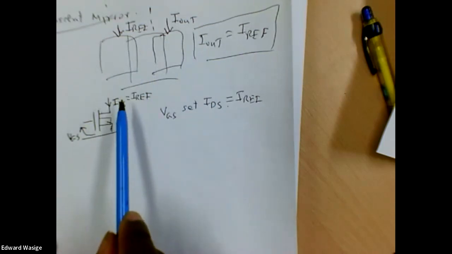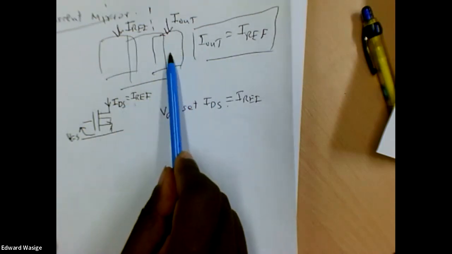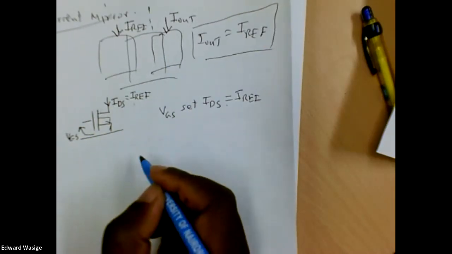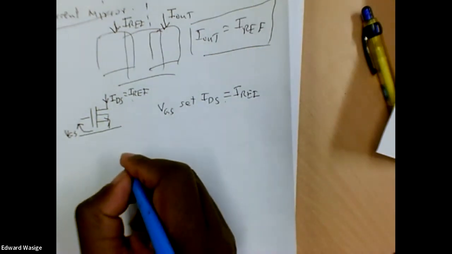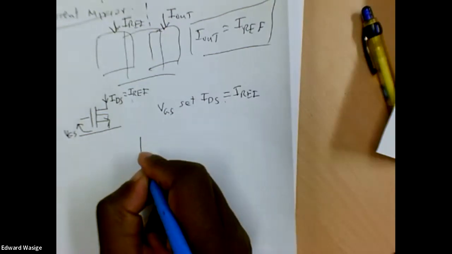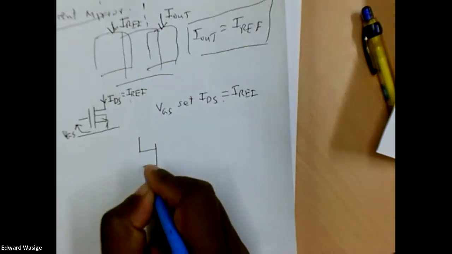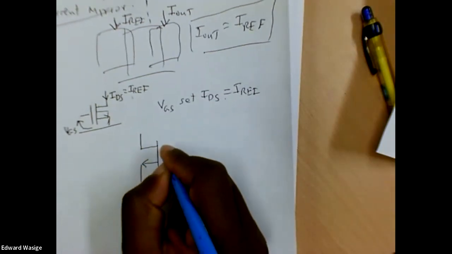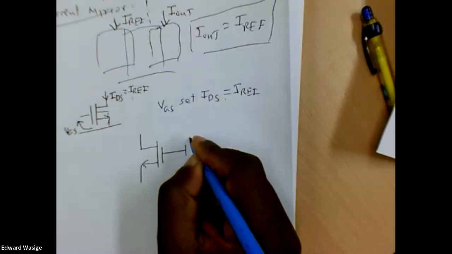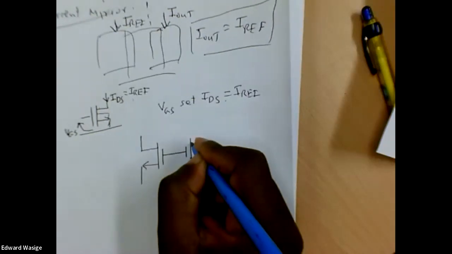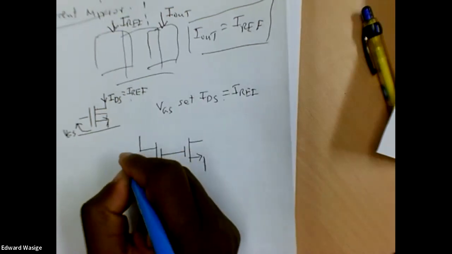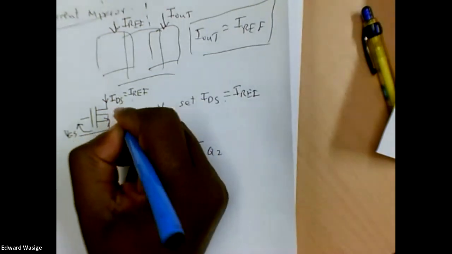If I want this current to be copied in another circuit, so that if this is IREF, it also flows in a different circuit, the way to do that is I have a second transistor. I'll redraw this, I just redraw it the other way around. My second transistor, I can have it there. So this is Q1, Q2, and that's my Q1.